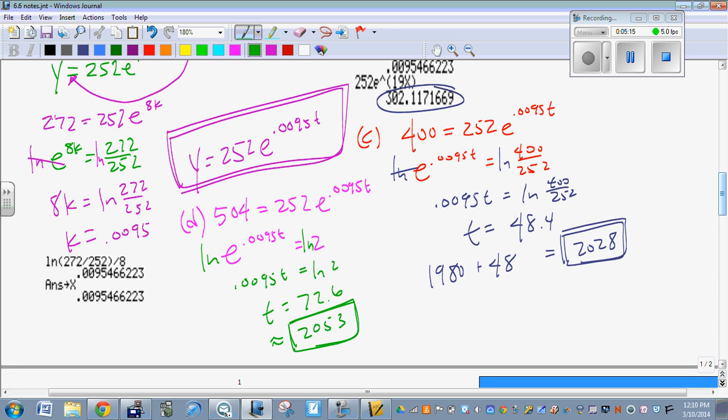Or we could say 72.6 years, because it's asking how long does it take to double. We could just leave it that way.